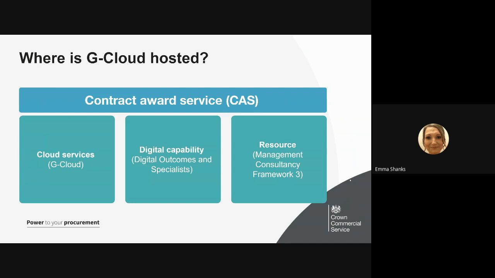So where is it hosted? For any of you that have used G-Cloud in the past, you would have been very familiar with the digital marketplace. This has now changed and it's now on the Contract Award Service. But the good news is once you are on there, then it's very, very similar to what you were always used to. Currently, CAS, the Contract Award Service, hosts 3 frameworks: one being G-Cloud, one being Digital Outcomes and Specialists, DOS, and the other being Management Consultancy Framework 3.